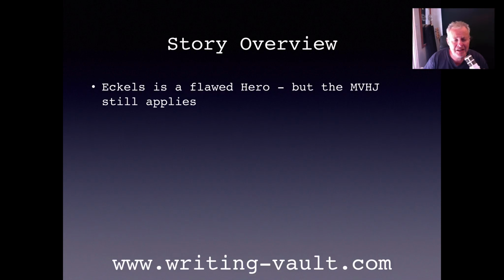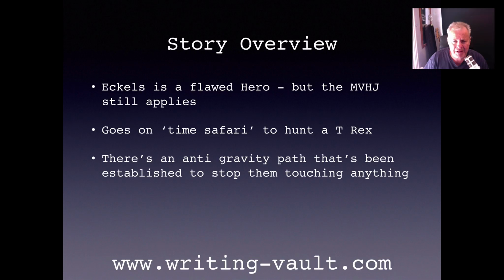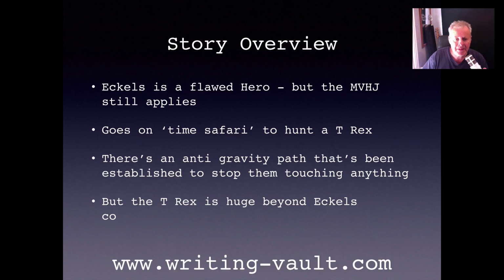Let's just have a quick story overview of A Sound of Thunder. The main character is called Eccles, and he's a flawed hero, so it's not a traditional use of the hero's journey, but the minimum viable hero's journey still applies. He goes on a time safari, goes back in time to hunt a T-Rex. There's an anti-gravity path that's been established in the past to stop the hunters. There's 3 hunters and 2 safari guides to stop them touching anything on the world 60 million years ago.